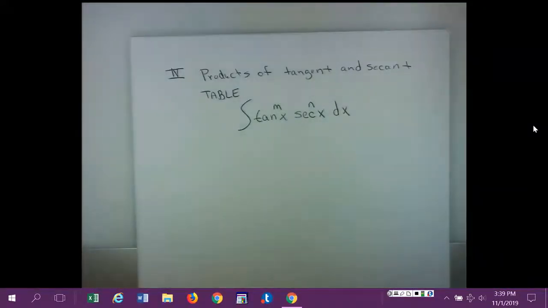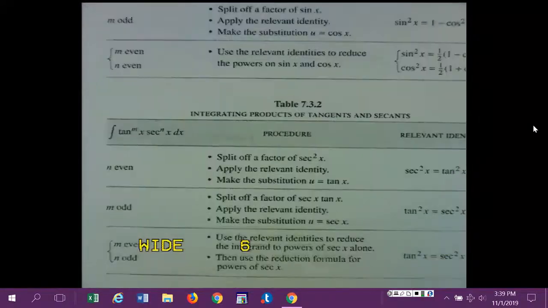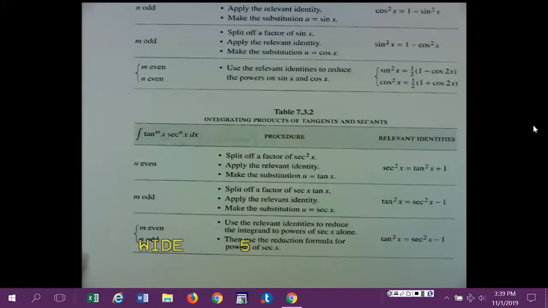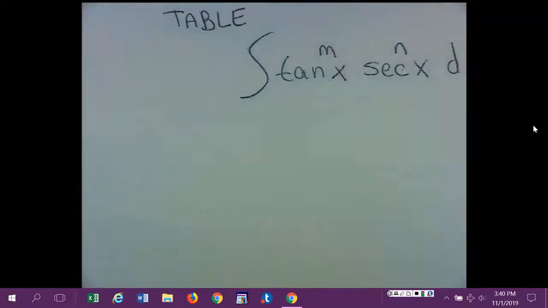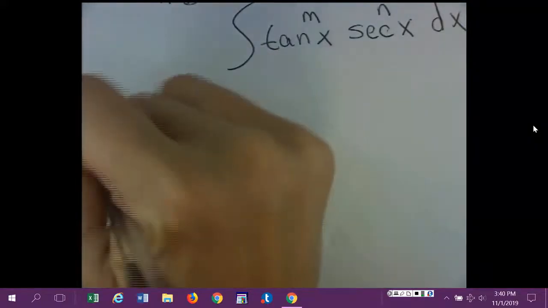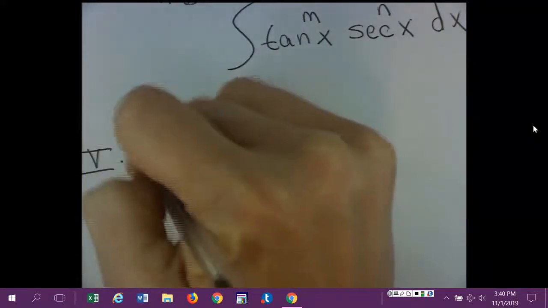If you go to your formula packet, that table for products of tangent and secant is much easier to read, and it's located here at the bottom of the page. And that's Roman numeral number 4. Okay. Then Roman numeral number 5 would just be alternative methods.